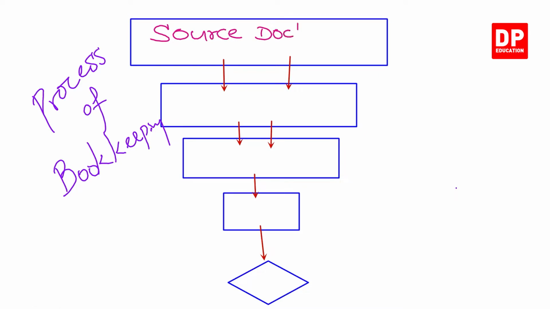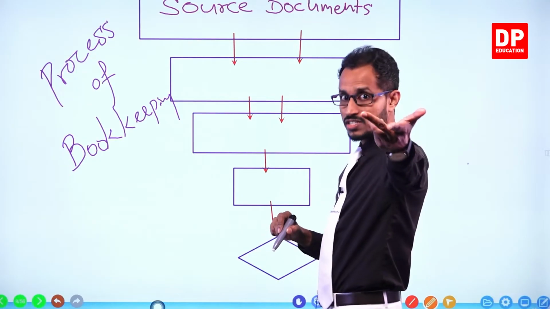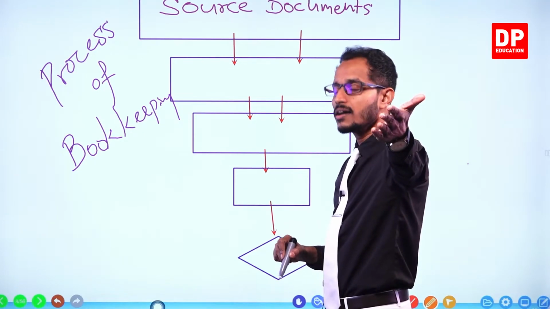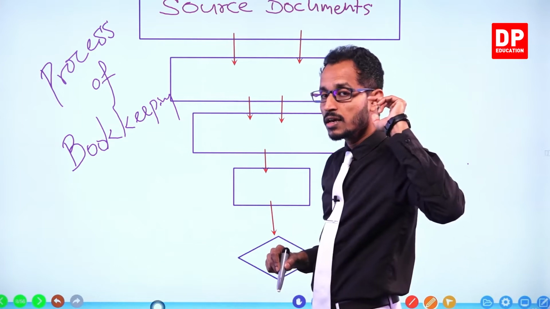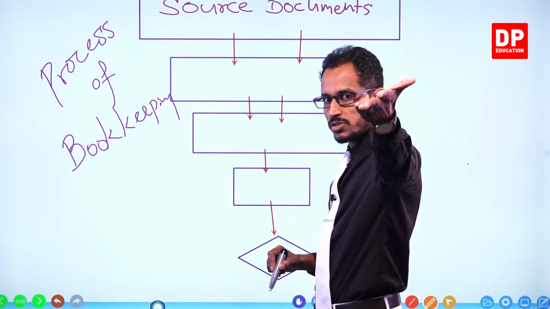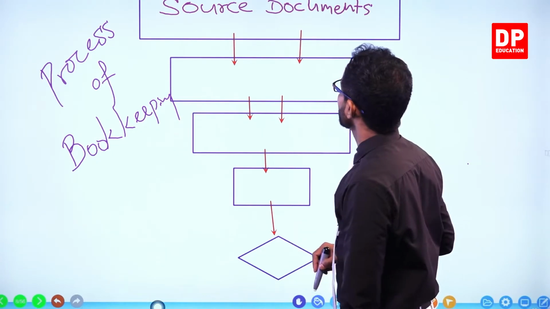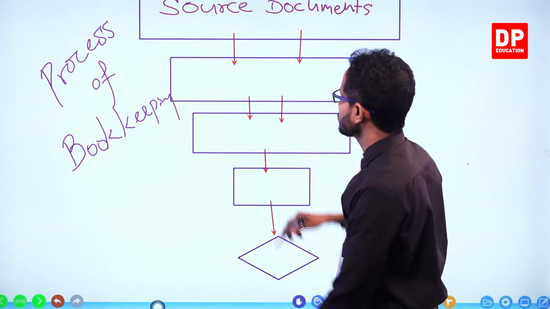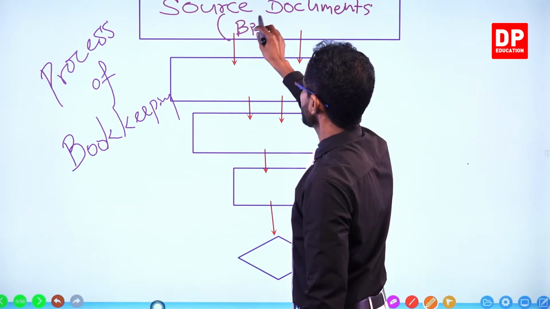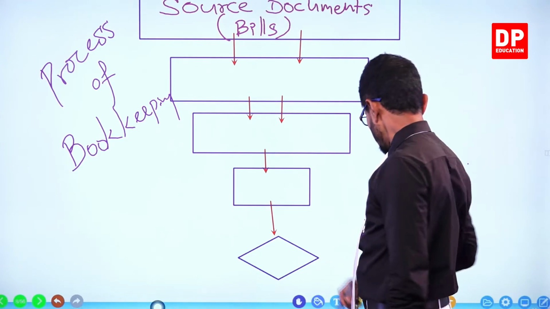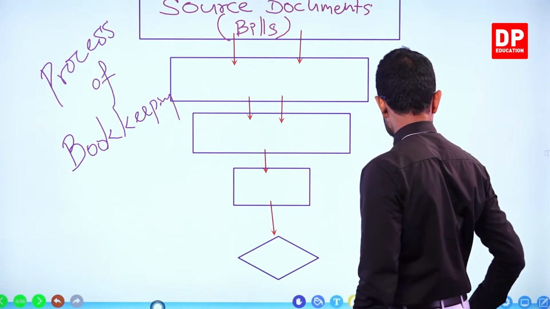Now, what are the source documents that you can remember? Invoices. Yeah, purchase invoices, sales invoices. Receipts, correct. Vouchers, correct. Petty cash vouchers, correct. Journal vouchers. Source documents, the bills. In short form, in common language, we call them bills. From the bills, transactions are taken.